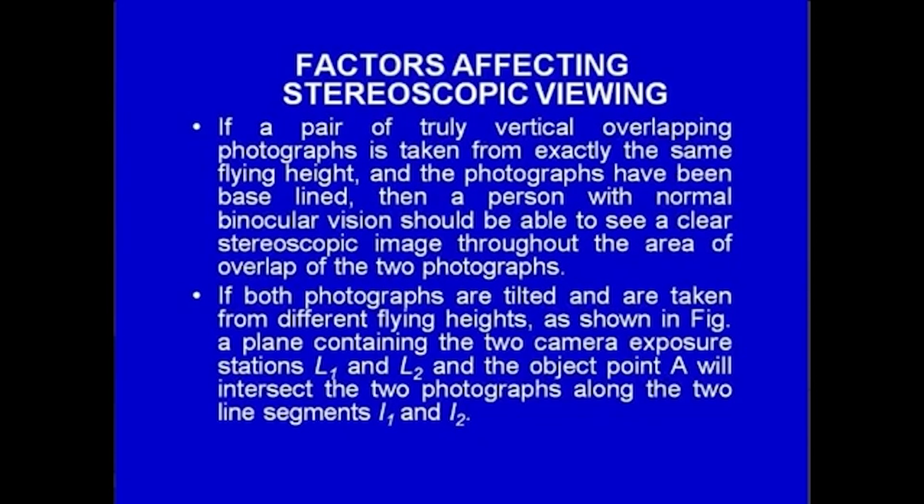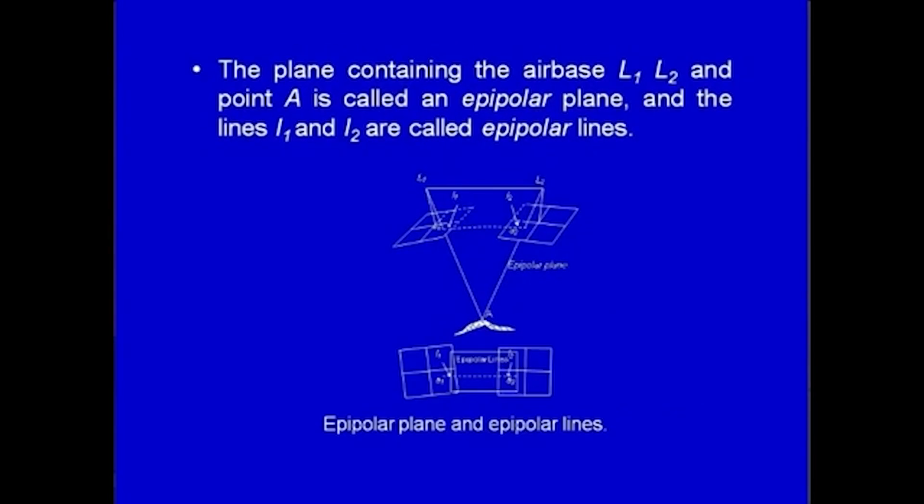If both photographs are tilted and are taken from different flying heights as shown in the figure, a plane containing the two camera exposure stations L1 and L2 and the object A will intersect the two photographs along the two line segments l1, l2. The plane containing the airbase capital L1, L2 and the point A is called an epipolar plane, and the lines small l1 and l2 are called the epipolar lines.